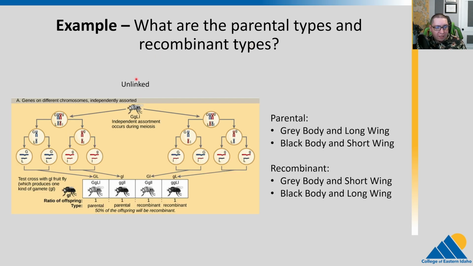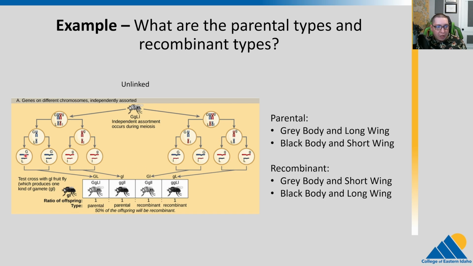All right, so for this example, our parental types would be gray body with long wings or black body with short wings. Those are our parental types. That means our recombinant types would be gray body with short wings or black body with long wings. And in this case, they are independently assorting because the genes are on different chromosomes. So there's no linkage, they're unlinked.